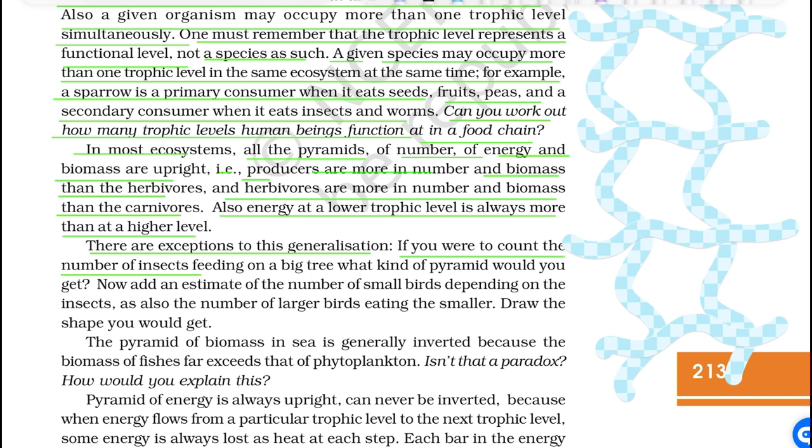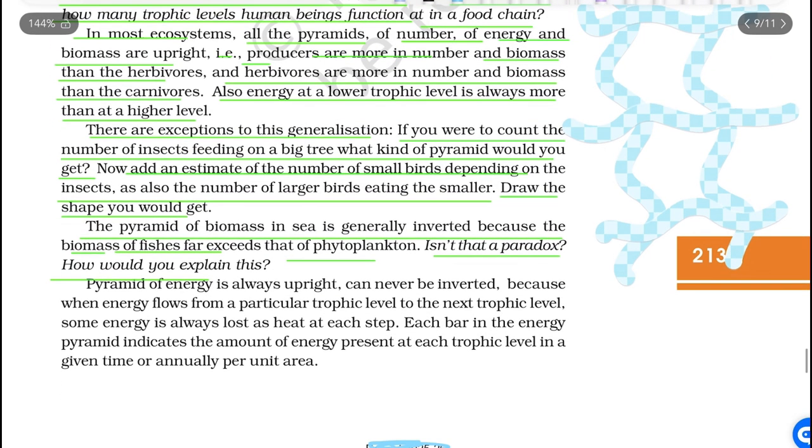If you were to count the number of insects at the feeding locality, what kind of pyramid would you get? Now, make an estimate of the number of small birds depending on the insects, as also the number of larger birds eating the smaller ones, and draw the shape you would get. The pyramid of biomass in the sea is generally inverted because the biomass of fishes far exceeds that of phytoplankton. Is that not a paradox? How would you explain this?